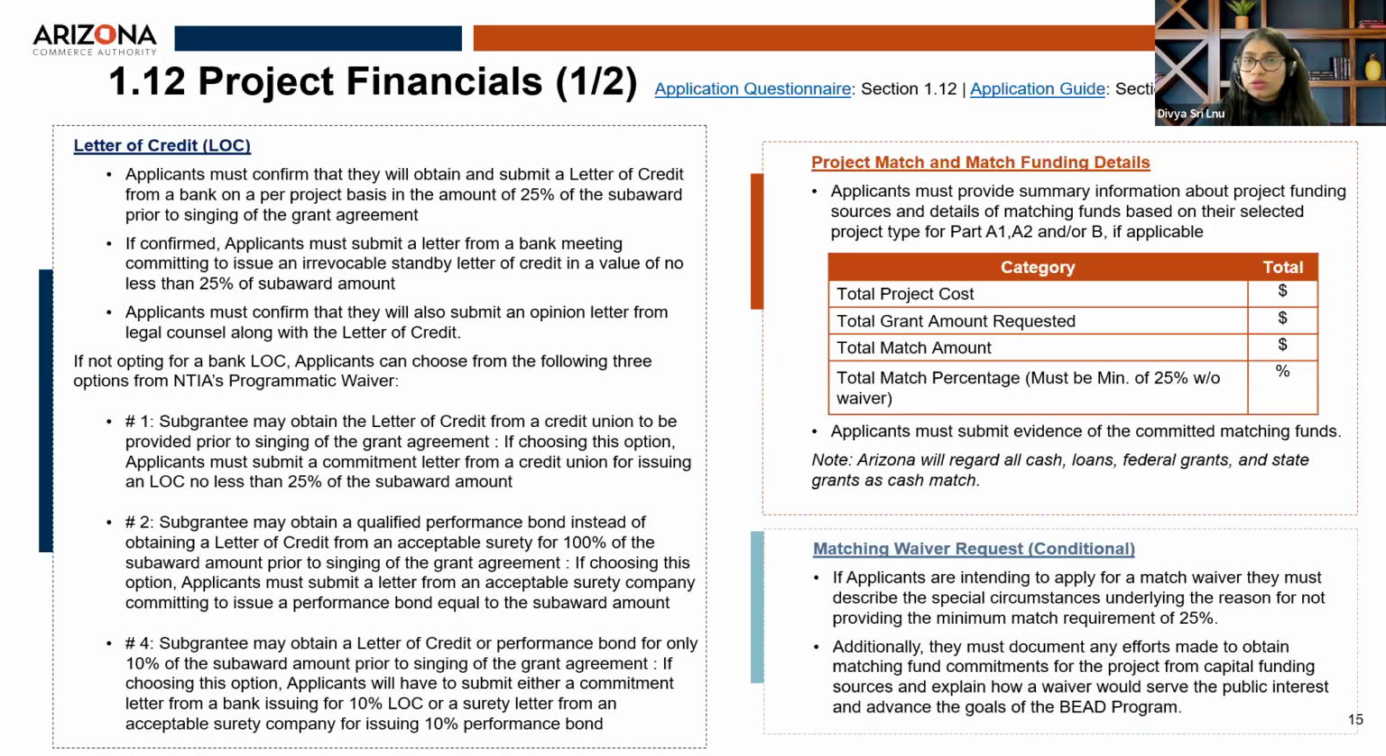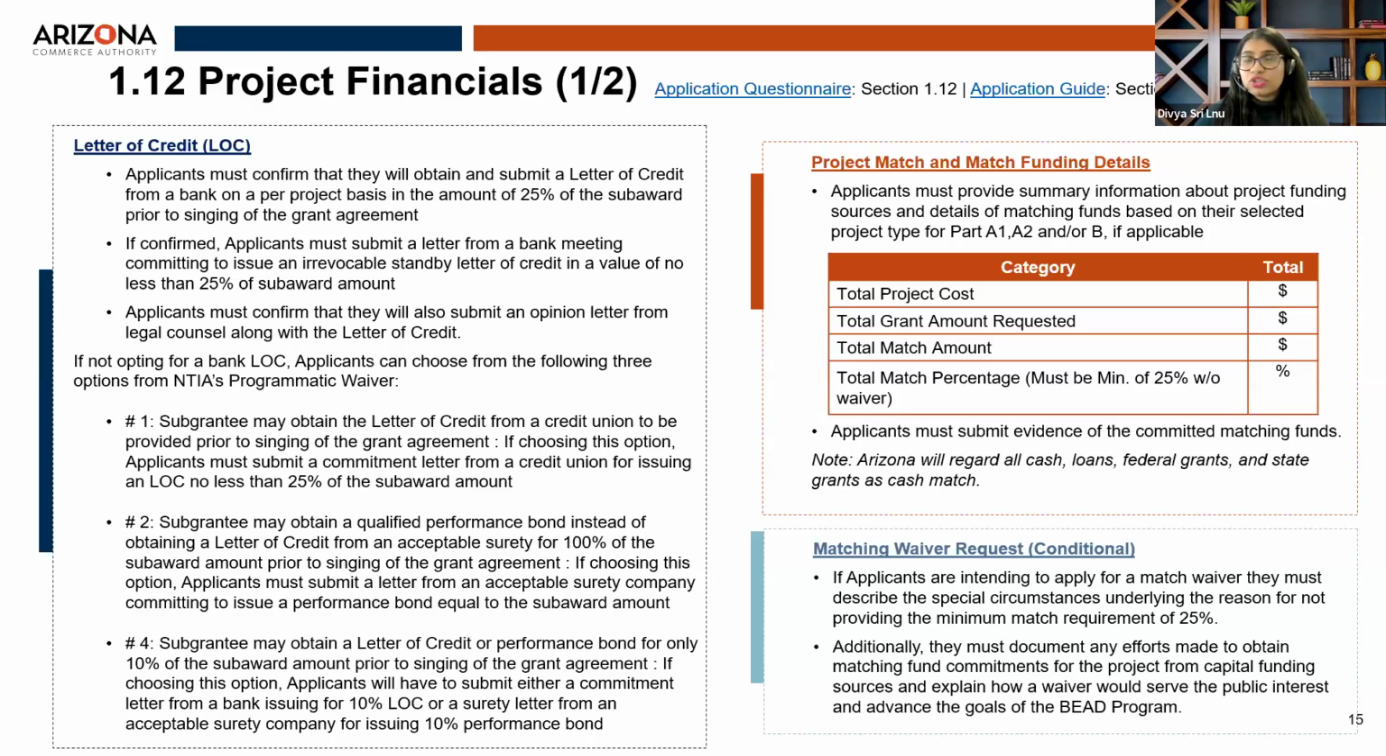If the applicants are not planning to choose this option, there are also 3 other options based on the NTIA BEAD programmatic waiver for LOC. The second option is obtaining an LOC from a credit union instead of a bank. If the applicants plan to choose this option, they can indicate that in the application, and then they'll be required to provide a letter from the credit union committing to issue this LOC prior to signing of the grant agreement. The third option is obtaining a performance bond instead of an LOC.